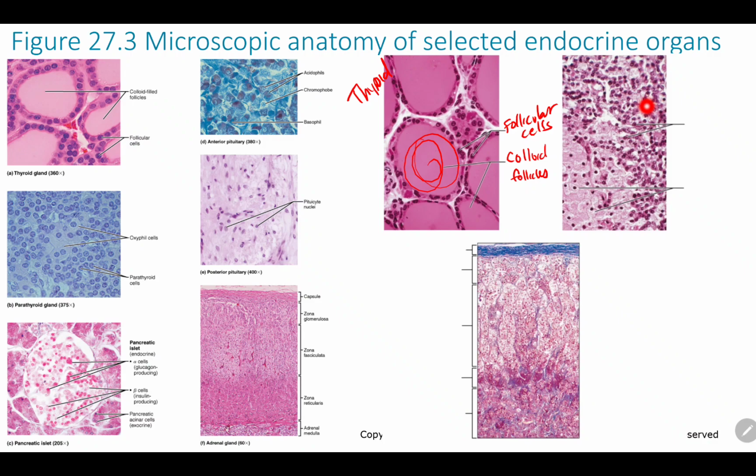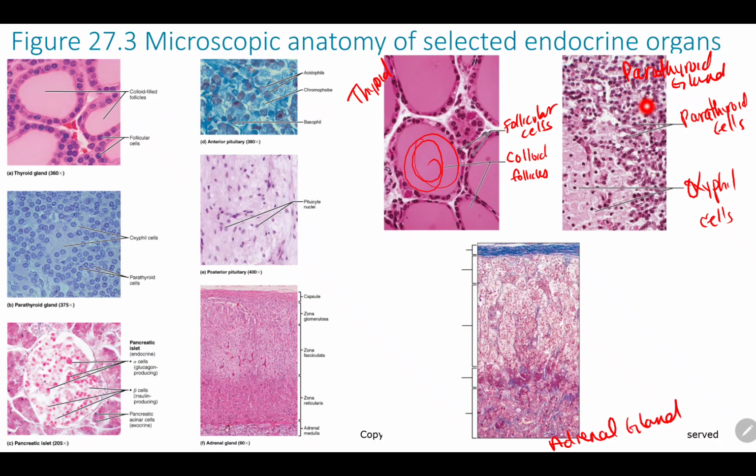Then we have this parathyroid gland up here, and again, this is going to be important for calcium balance. We're going to release parathyroid hormone in response to low blood calcium levels. When we're looking at the parathyroid gland tissue, you can see these oxyphil cells, and you also have these parathyroid cells. Down here is going to be that adrenal gland.